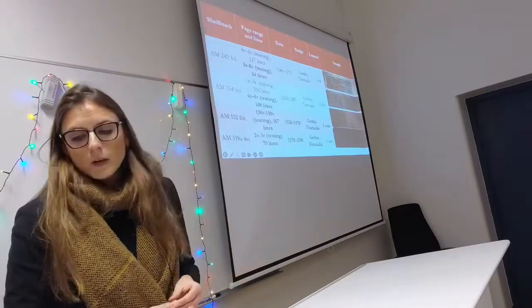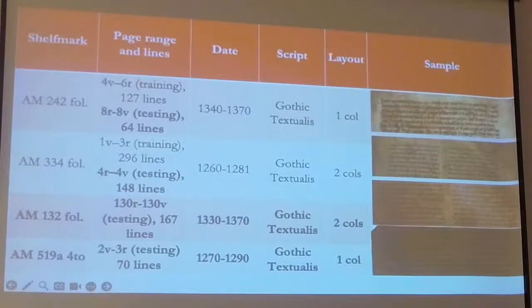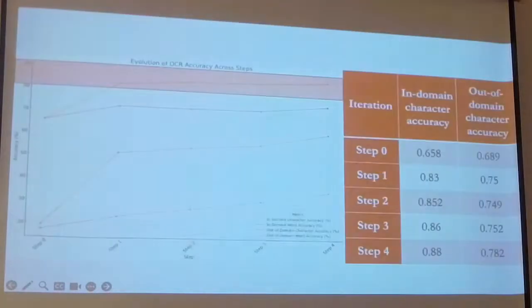For testing, we created an equally small data set, including in-domain and out-of-domain test sets. So we added 2 pages from the manuscripts we used in training to evaluate in-domain accuracy, and we added 2 pages from 2 other manuscripts to evaluate out-of-domain accuracy. And as you can see on this slide, again we added manuscripts in textualis from the 13th and 14th century in single and double column.